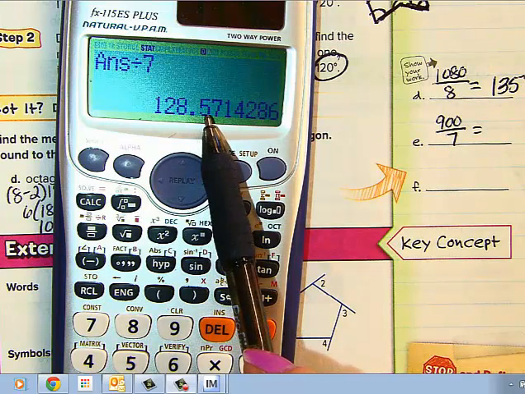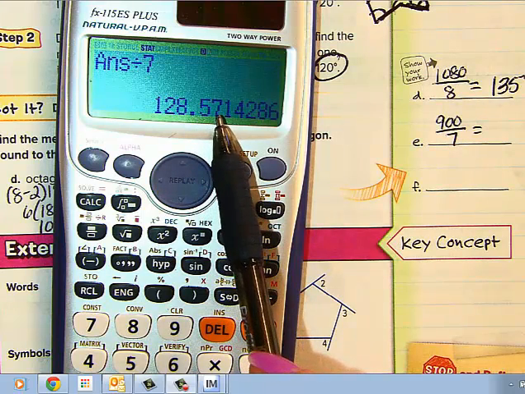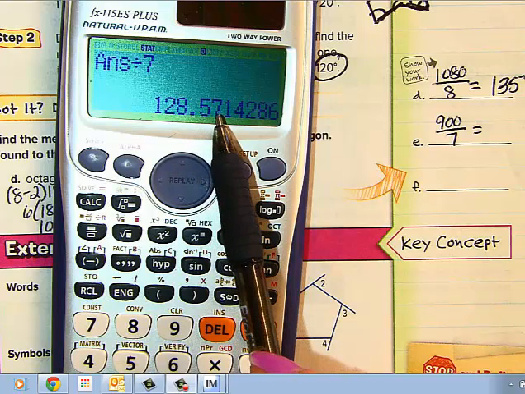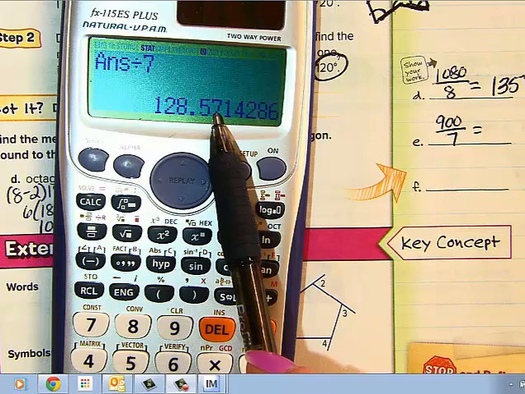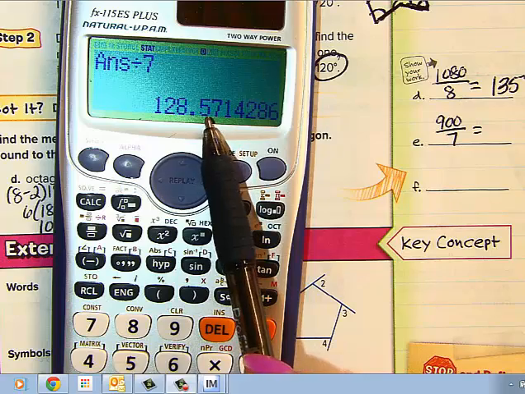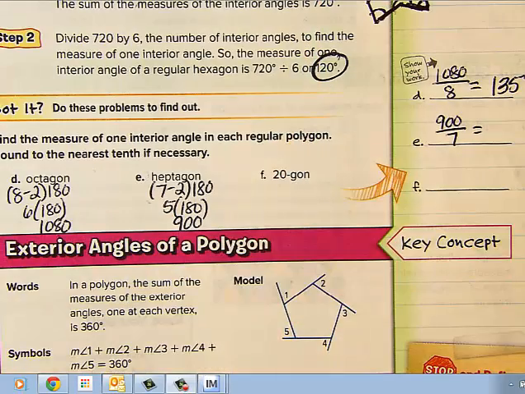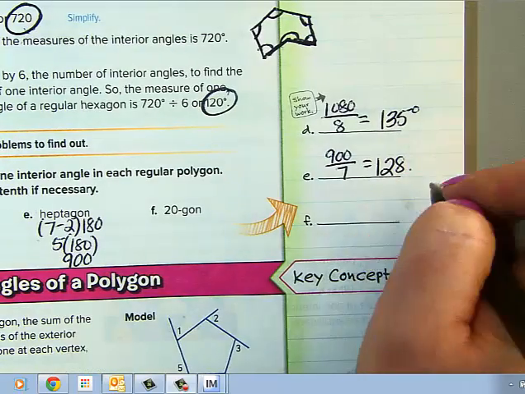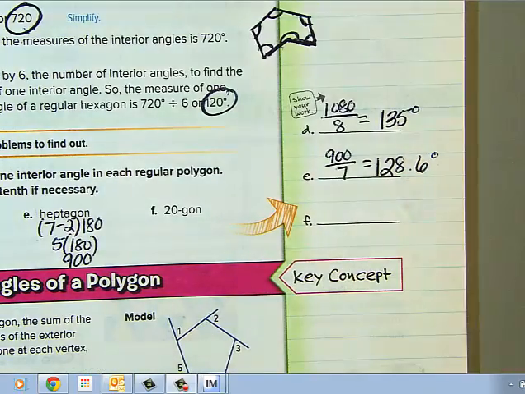so I have to look at the number behind it. If this number is 5 or higher, I make this a 6. If this number is below 5, I leave this number a 5. Well, this number is a 7, which means that it's 5 or above. So I'm going to make this 128.6. So one angle in a regular 7-sided figure, heptagon, is 128.6.